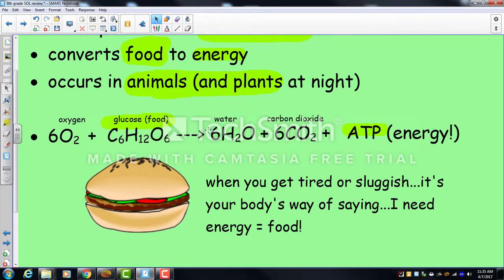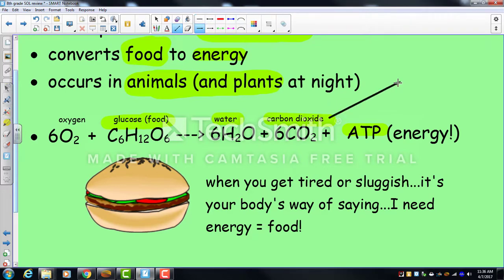Now, of course, this year you know that the arrow sign means yields. So again, this is not technically equals because, as you know, we started off with oxygen, carbon, hydrogen, and we end up with hydrogen, oxygen, and carbon. And of course, energy is the byproduct as well. So this yields, if we breathe in oxygen and eat food, we actually turn that into 6 molecules of water, H2O. It yields water and then carbon dioxide, 6CO2. Well, what do we do with that? We give it off. We don't want it.